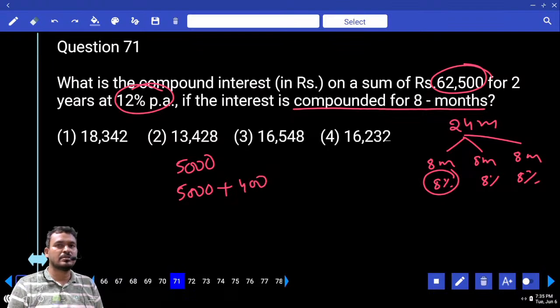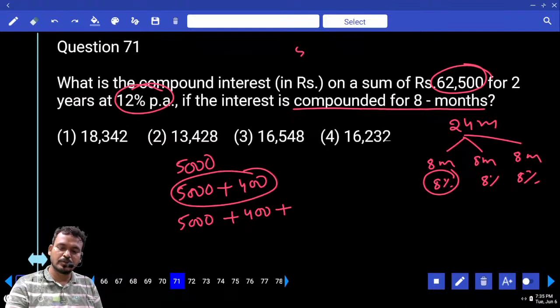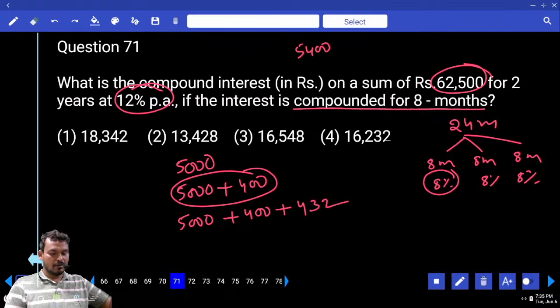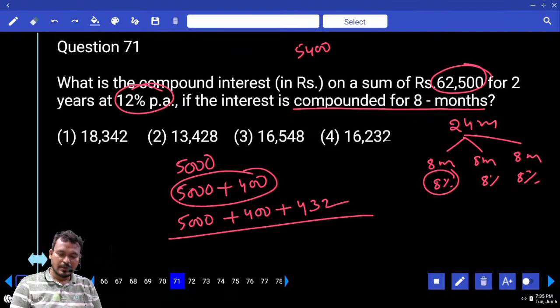Total how many months are completed? 16 months. Again we require 8 months. What is the 8% of 62,500? 5000 plus 400, the interest on the second 8 months is around 5400, and in that how much percent? 8%. What is the 8% of 5400? 432. First 8 months 5000, second 8 months 5000 plus interest on the first 8 months, last 8 months simple interest plus interest on the first 8 months plus interest on the second 8 months. What is the total interest? 16,232.